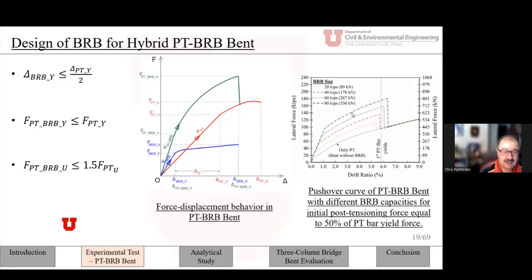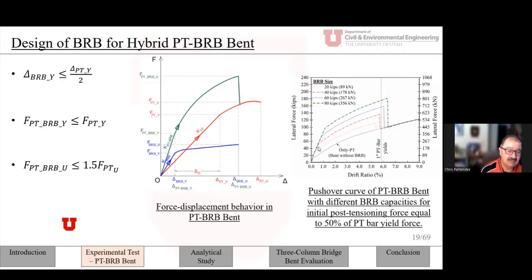So here on this middle curve, you can see the red line here is the pushover curve of the post-tensioning bent without the BRB. The blue line is the force deformation, displacement deformation of the BRB itself. And the green line is the composite, in other words, the hybrid bent with the post-tensioning and the BRB. So based on these curves, we developed some criteria which we're proposing here.